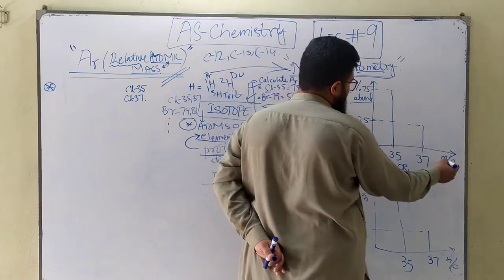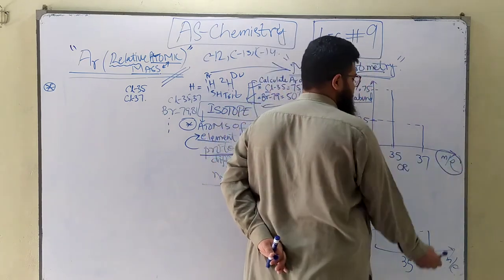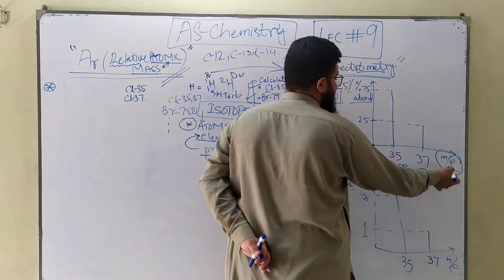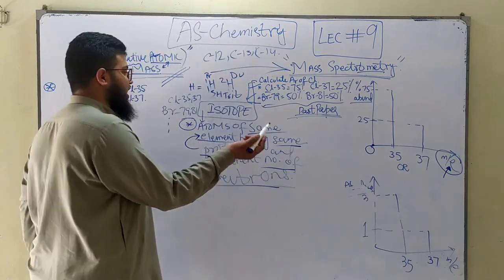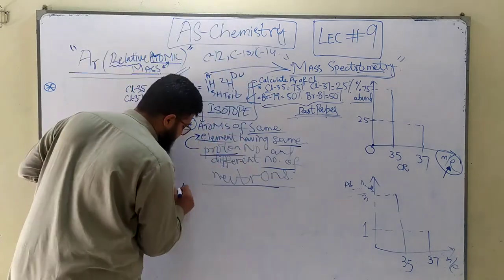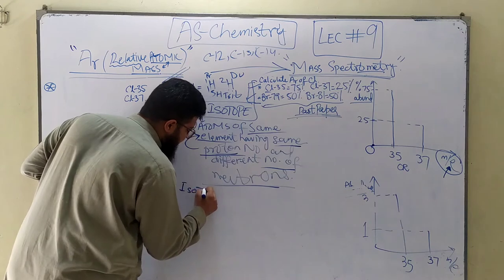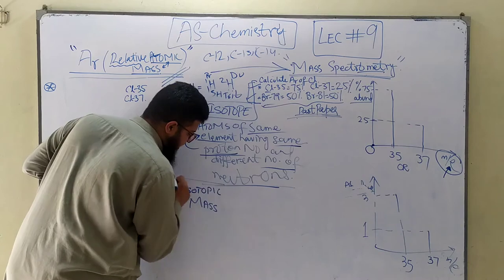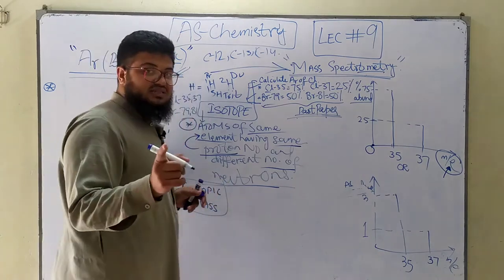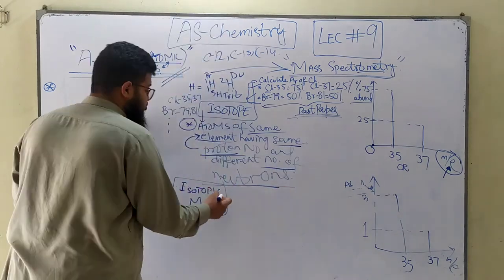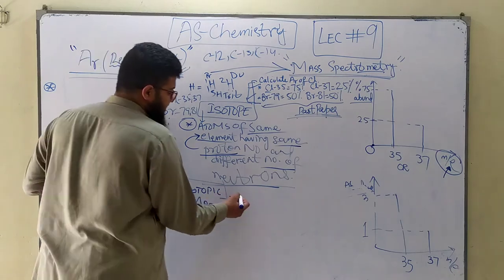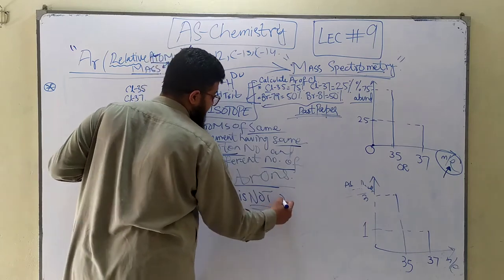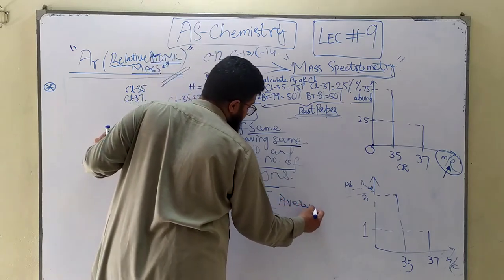On the x-axis you've got the mass to charge ratio. Mass to charge ratio is basically the isotopic mass of that particular element. Isotopic mass is the second definition that you should know. What does isotopic mass mean? Isotopic mass is not an average, it's not weighted. Please write this down somewhere: isotopic mass is not the average weighted mass. Rather, it's the actual mass of that particular isotope.